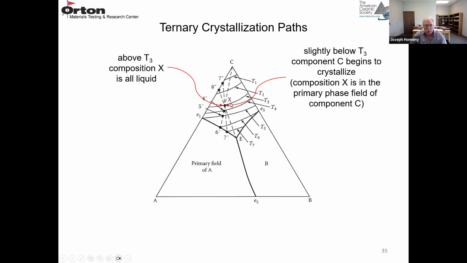So point X corresponds to this temperature isotherm T3. So that temperature is T3. So above that temperature, T3, everything is liquid. So at point X above temperature T3, we have a liquid phase. So we go slightly below T3, and we're in the primary phase field of C. So C has to be the first phase to crystallize out. And that's because point X here, that composition, is in this primary phase field C.